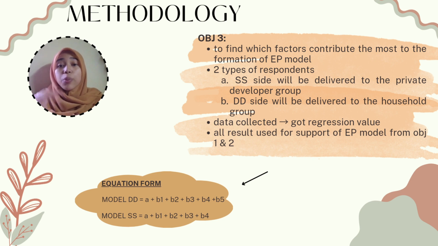You can see from the slide, I show you the equation from the research. They said that model DD is equal to A plus B1 plus B2 plus B3 plus B4 plus B5. So B1, B2, B3, B4, B5 are the X factors, and A represents the constant. This is from the regression method. And the model of supply is equal to A plus B1 plus B2 plus B3 plus B4. That's all from me. Thank you.